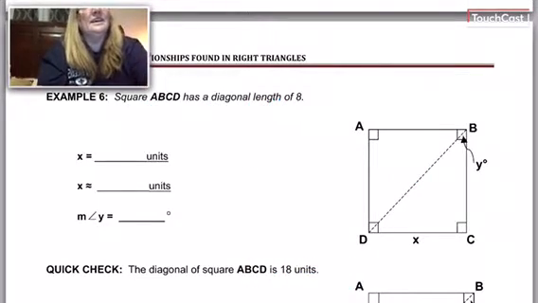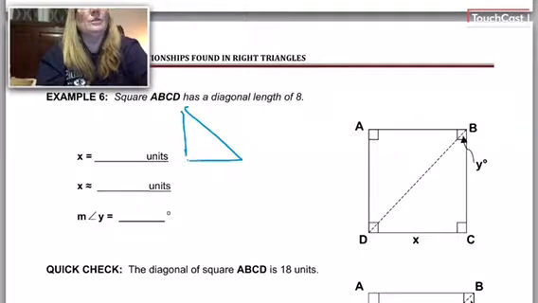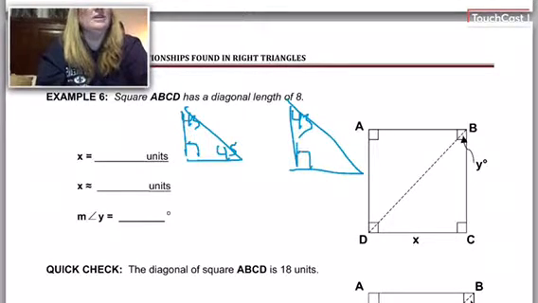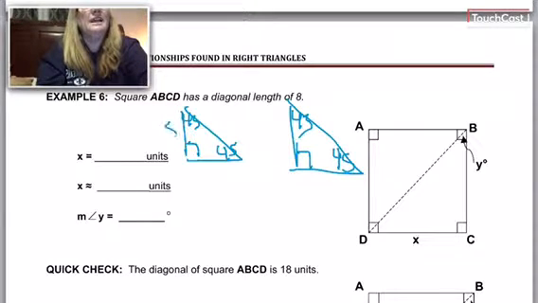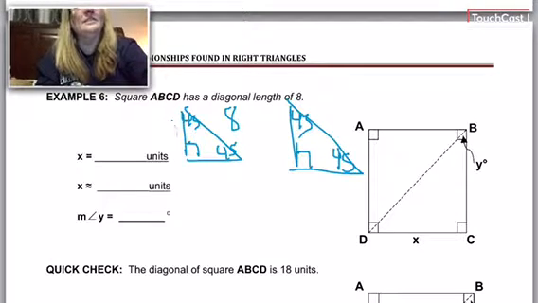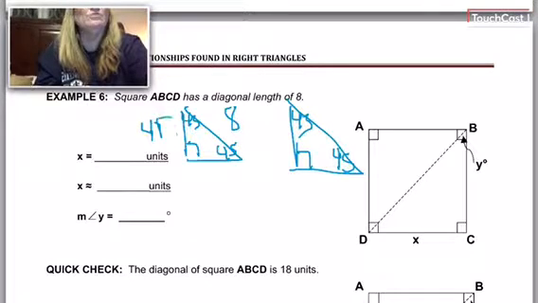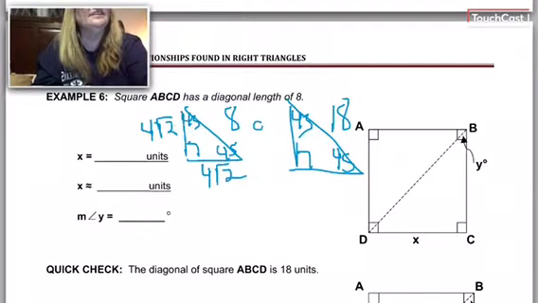Let me erase this, and let me put a couple triangles here. So when we have these 45, 45, 90 triangles, those are the angle measurements. The first one we had, the diagonal was 8, and so what we found was that this side was 4 times the square root of 2. And then when this was 18, this was 9 times the square root of 2.